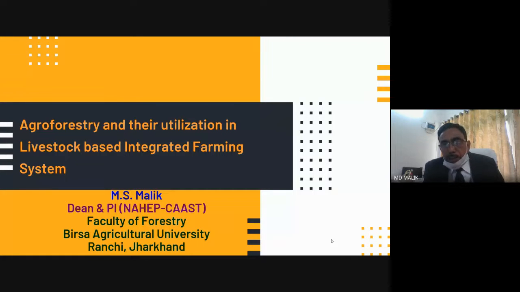Some centers got funds on conservation agriculture, some on biotechnological aspects, and some centers like that. Nearly 22 agriculture universities got that fund. So today I would like to share with you on agroforestry and their utilization in livestock based integrated farming system.